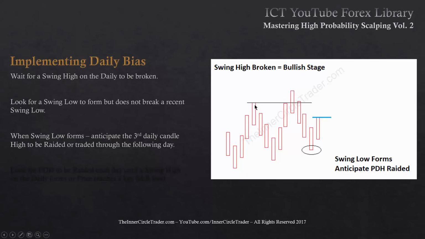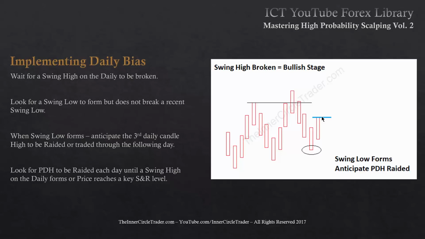So again, the stage for a bullish scenario is anytime a swing high is broken and traded to a new high, expect a retracement, wait for a daily swing low to form. The swing low should be a higher swing low than any recent previous short-term swing low. The third candle that makes the swing low, you want to see the next candle open below that candle's high, and then anticipate the market to run through this candle's high.